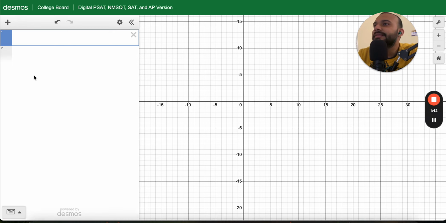Okay, so this is the DESMOS version used officially by the College Board for the SAT. As you can see here, this is that specific version. It's always advisable that you practice on this version itself. I'm providing the link in the description.